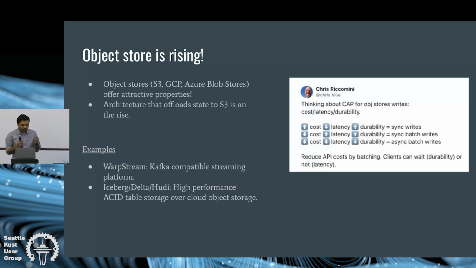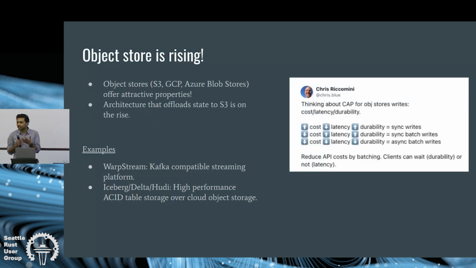Let's start with the introduction. Object store is rising. Things like Azure Blob Storage, S3, and GCP, they offer very attractive properties. You can batch and then increase the latency and at a very attractive cost profile, offer a lot of good performance for customers. We see this in a lot of products.